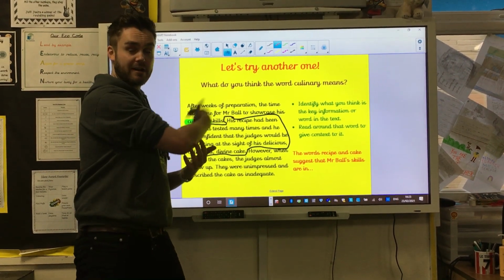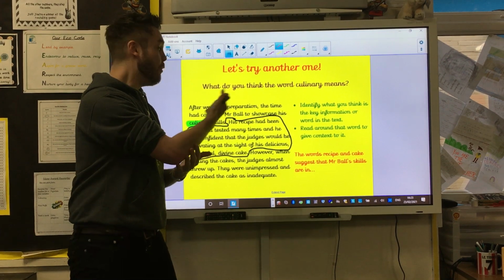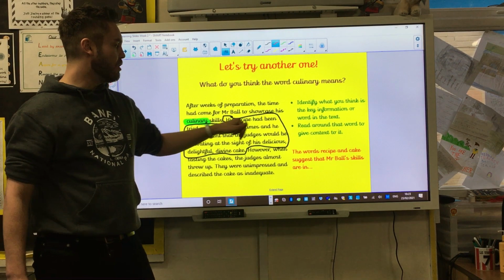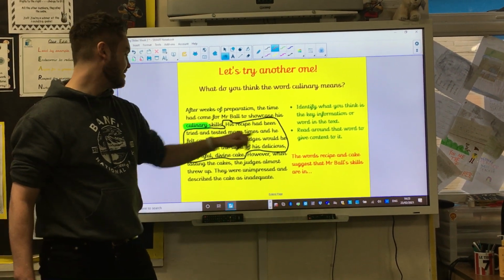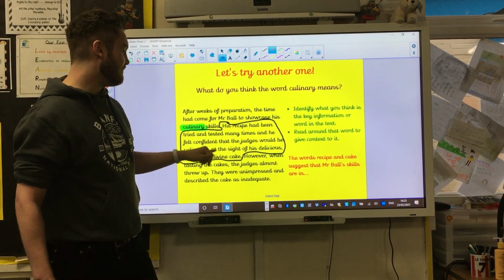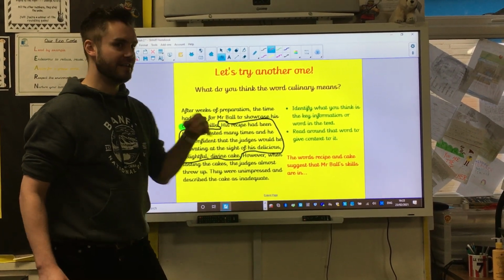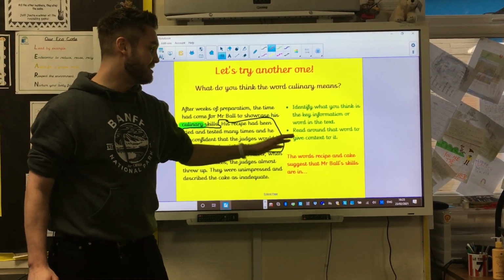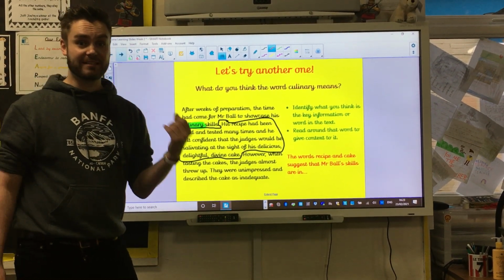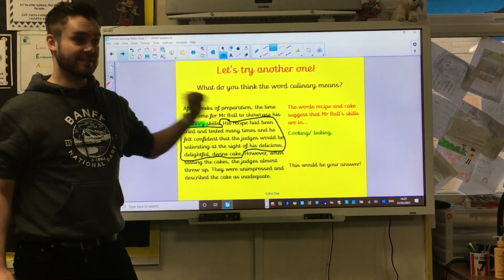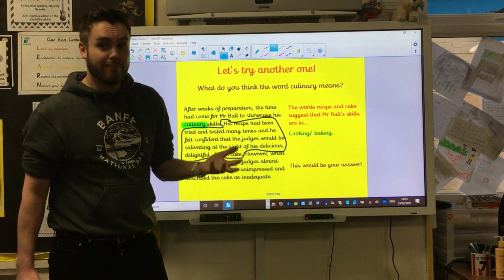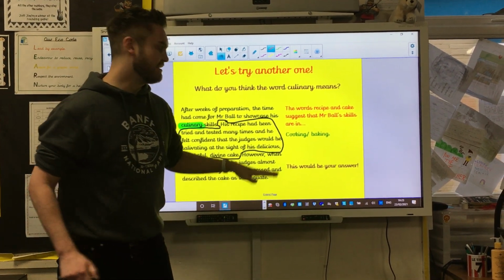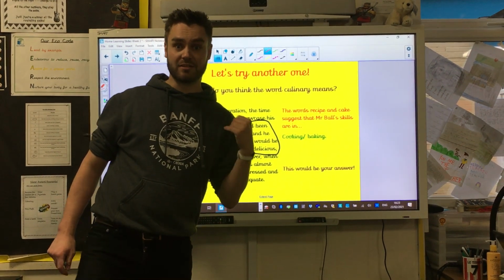I know that this first sentence is all to do with your preparation and practicing. So I'm just going to go on and read from here. His recipe had been tried and tested many times, and he felt confident the judges would be salivating at the sight of his delicious, delightful, divine cake. So it's giving me an idea that the words recipe and cake suggest that Mr. Ball's skills are in a particular set, and hopefully you can deduce that it's to do with cooking and baking. And if you're making a cake, of course you're baking. Recipe is to do with that process of baking. It's there, so that would be your answer. It makes sense in relation to the question that we're asking.